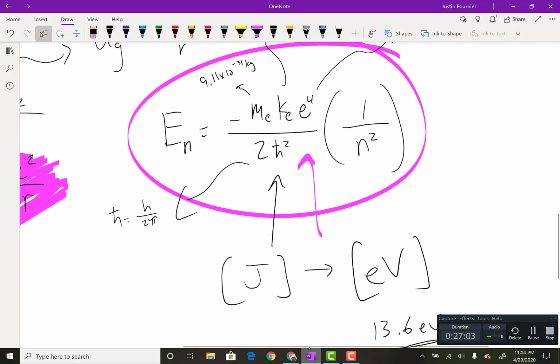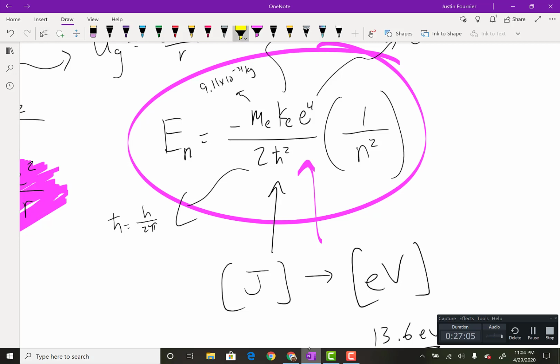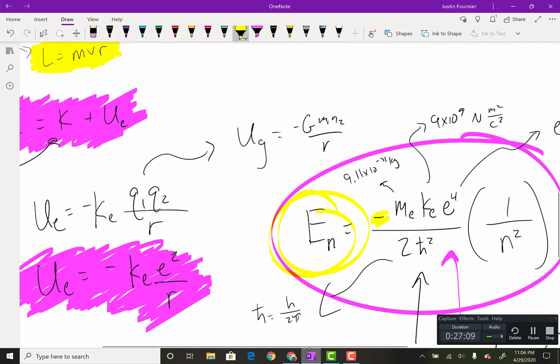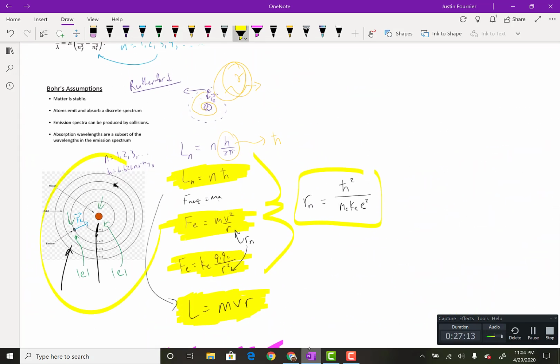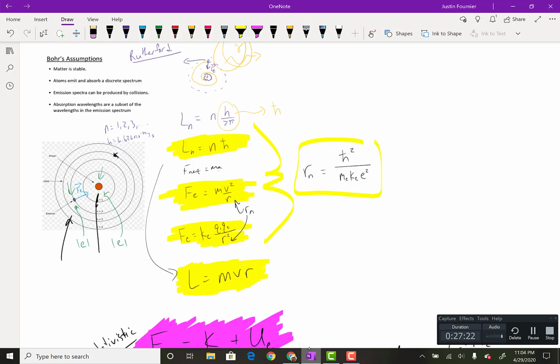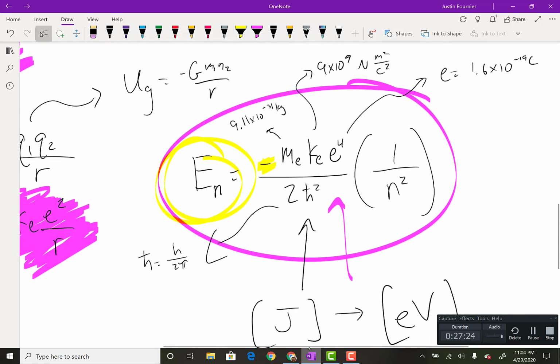There's a negative in front of there. Why is there a negative? Why do you think that the energy of an electron that's in an orbit is negative? That's something you might see in AP Physics C, so think about that. Why is that negative?